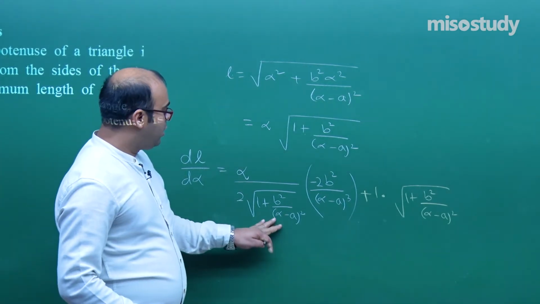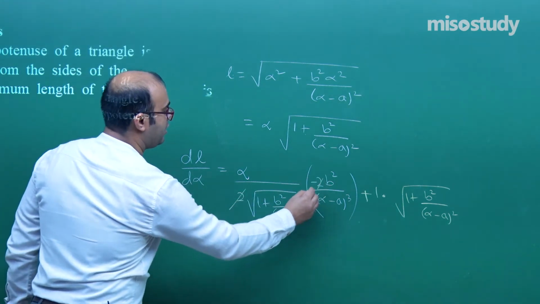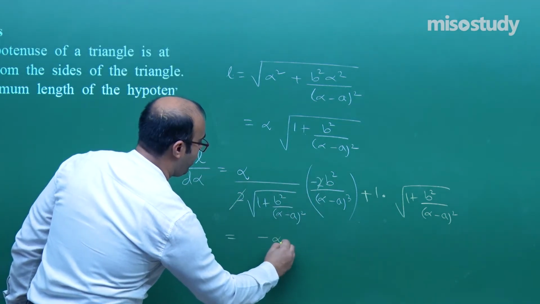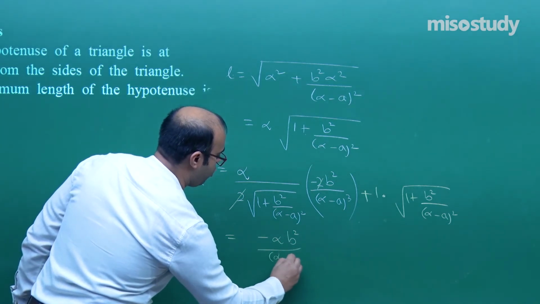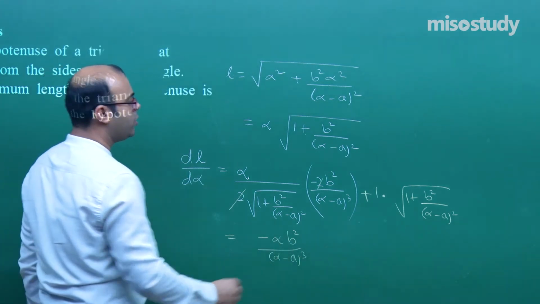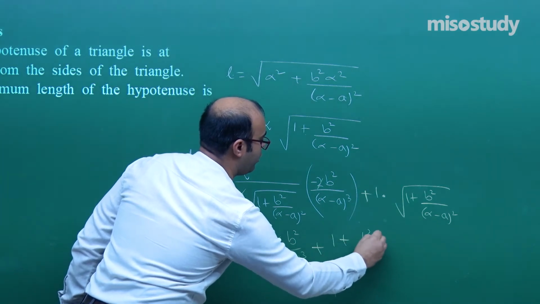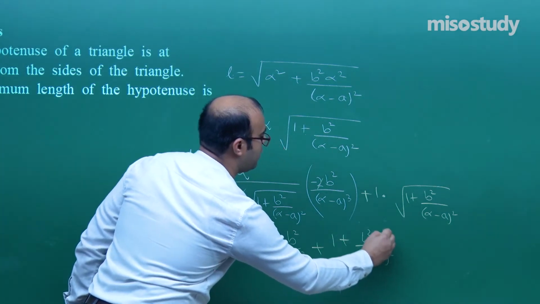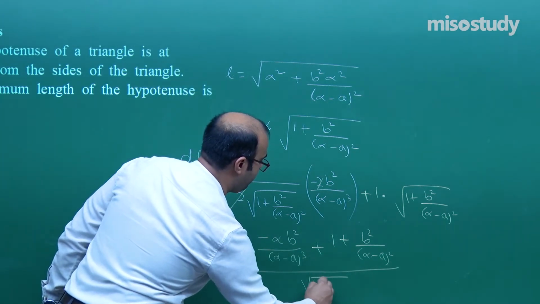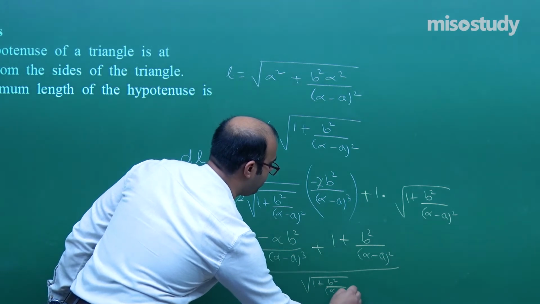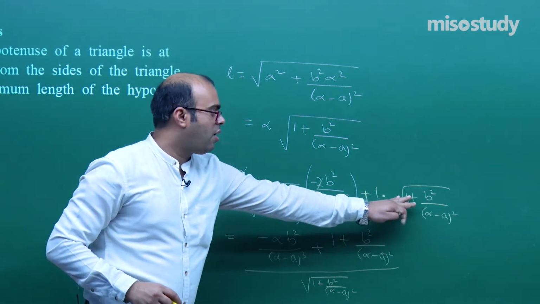Now, let us take root over 1 plus b square by alpha minus a whole square as the LCM. The 2 is cancelling here. So this will become minus alpha b square over alpha minus a whole cube, plus this multiplied with 1 plus b square by alpha minus a whole square, as the root will cancel, divided by root over 1 plus b square by alpha minus a whole square. So, we are simplifying. We have multiplied this with this after taking the LCM.